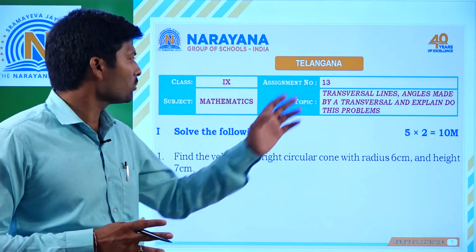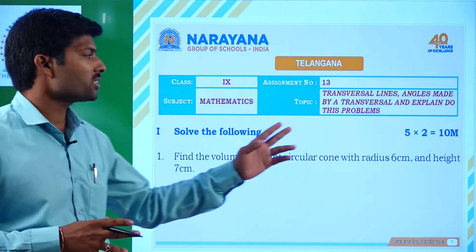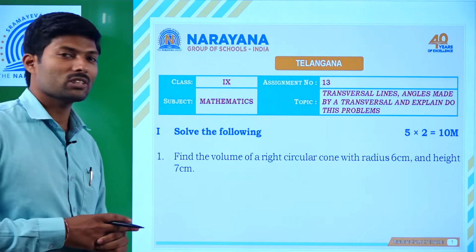Today I am going to explain assignment 13 from 9th class. The topic is surface areas and volumes. So actually this is a mistake. Let's go for the first assignment question.